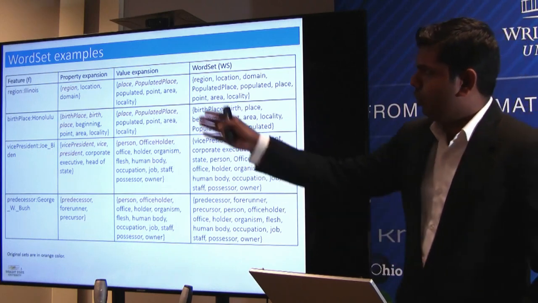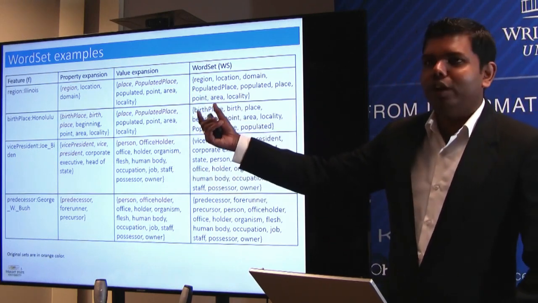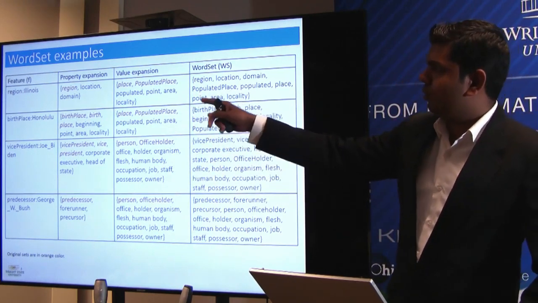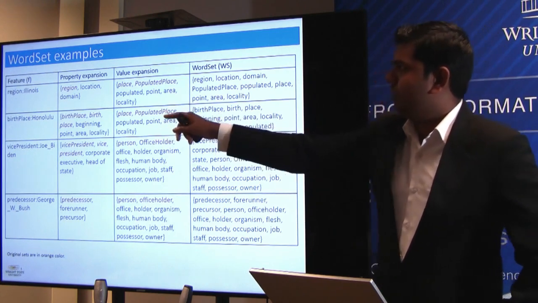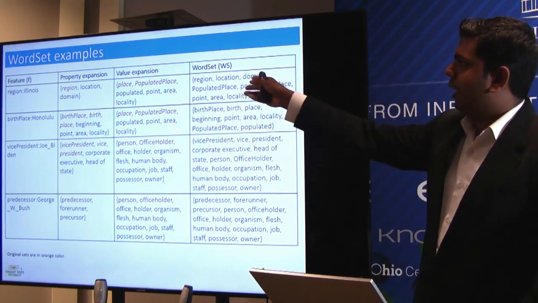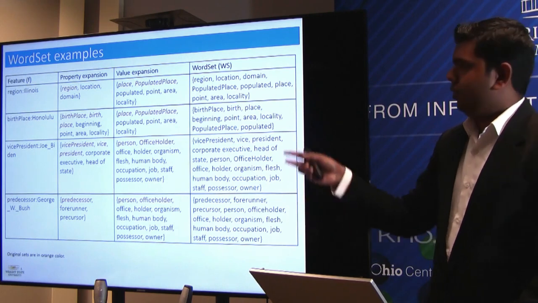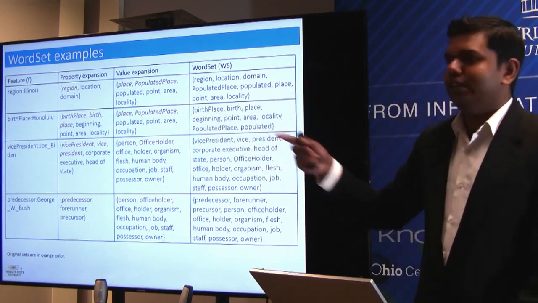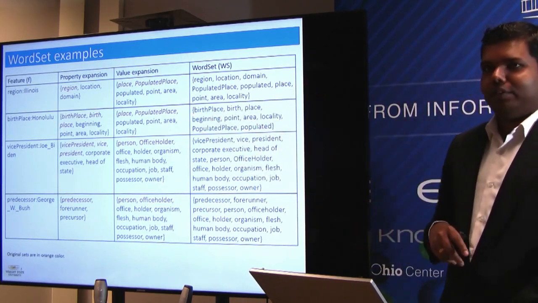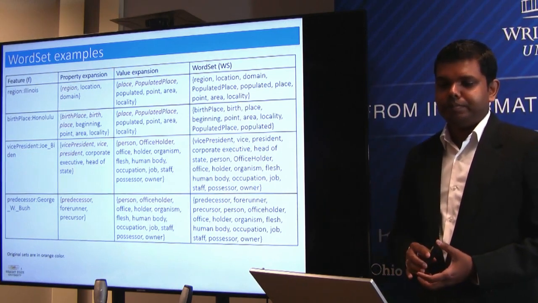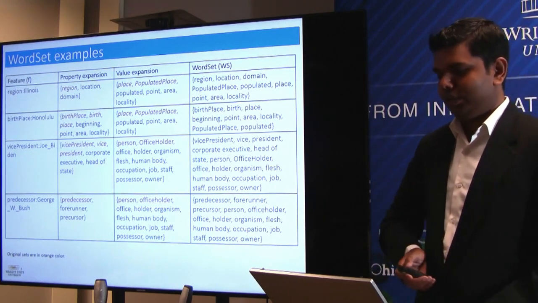So here are some examples. We can see we always start with attribute value pairs, two attribute value pairs for features, and we expand each property and value and we end up having this word set. So it's a representation of the earlier feature to work in our algorithm, so the modified approach.